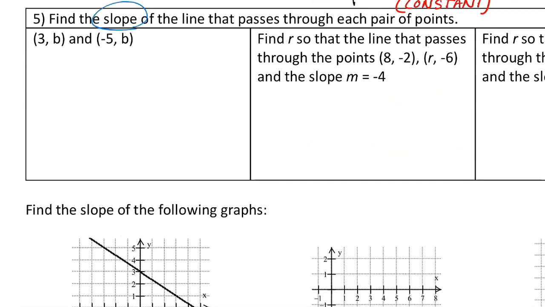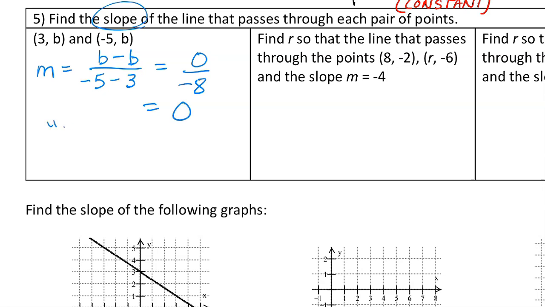So find the slope of a line that passes through the pair of points. M, the slope would be y2, which is b, minus y1, which is also b, over x2, which is -5, minus x1, which is 3. So we get 0 over -8. 0 over 8 is 0. So this would be a 0 slope, or there is no rate of change.